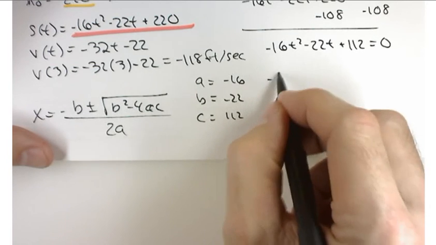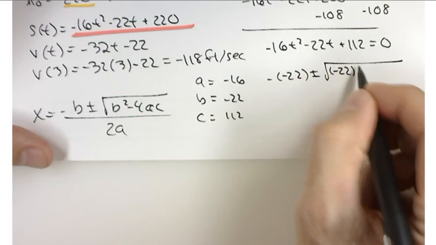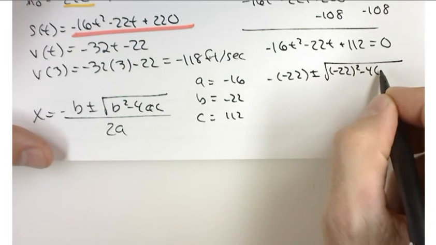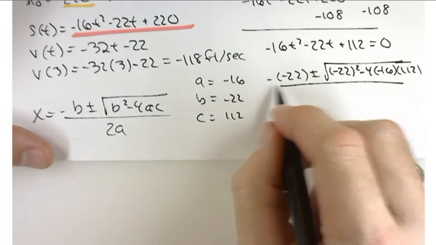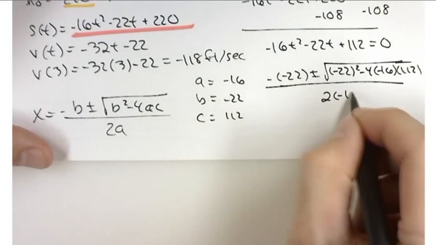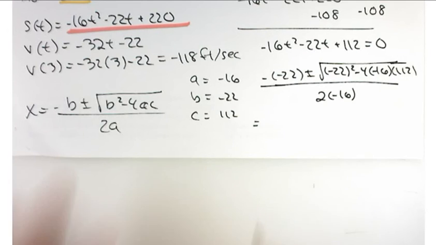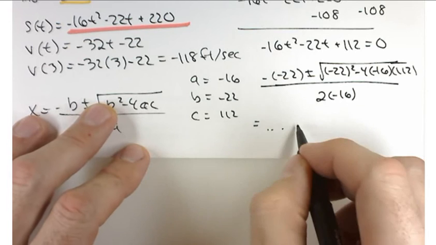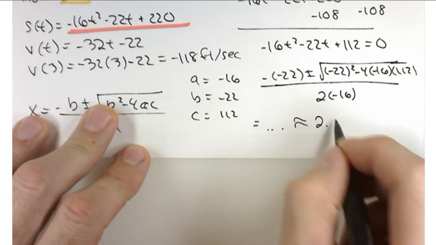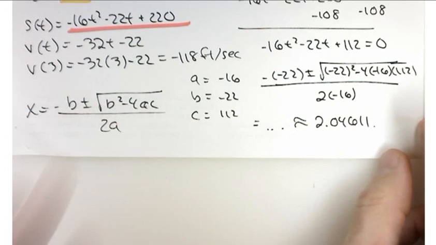Negative of -22 plus or minus the square root of -22 squared minus 4 times -16 times positive 112, all over 2 times -16. And you're actually going to have to look at both solutions. I'm not going to take the time here, but you do end up with a solution of about 2.04611 for one of these values.